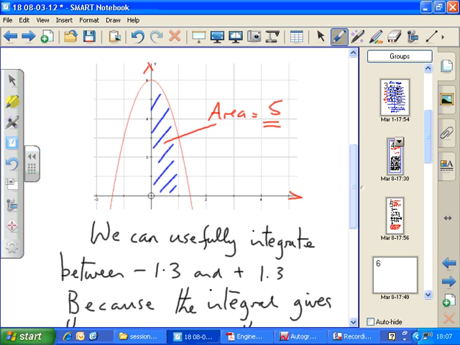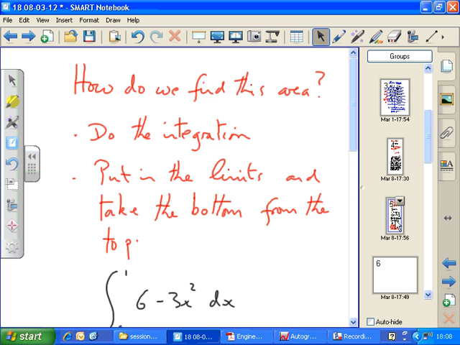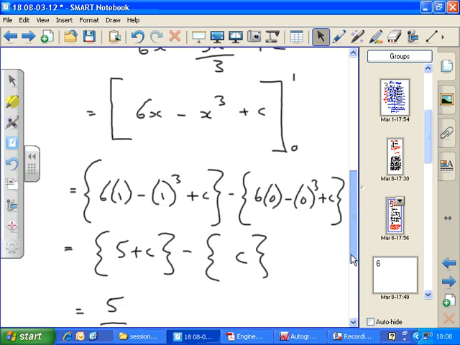What's force times distance? Work done. Work is force times distance. And so on. So it all depends on the application you're putting it to. So what are the units for this area? It depends on what y is and what x is. But the area is 5. So if that would have been force in newtons against distance in meters, that area would be 5 newton meters or 5 joules, and it would represent the work done. So a useful thing to find, the area underneath the curve, has many applications. And that's the way we do it. Do the integration and then put the limits in. Okay.